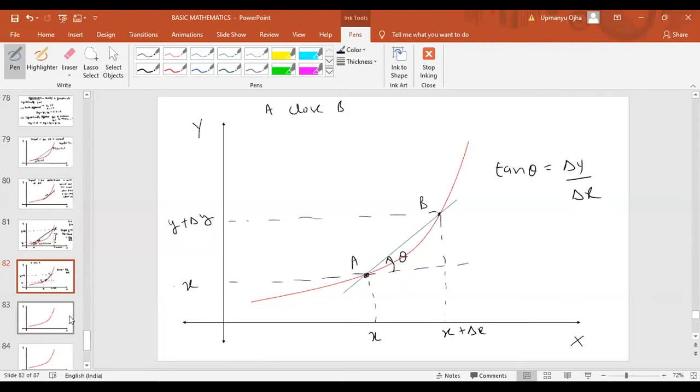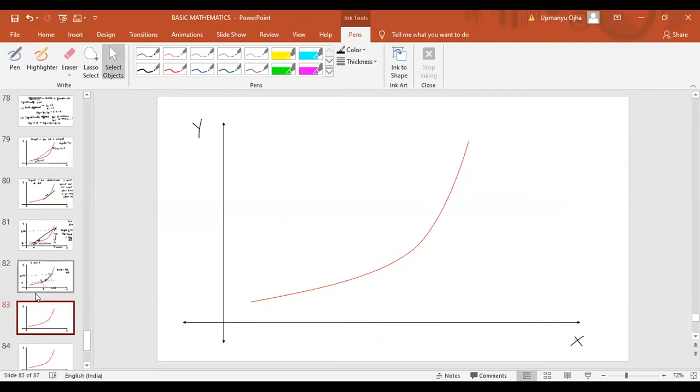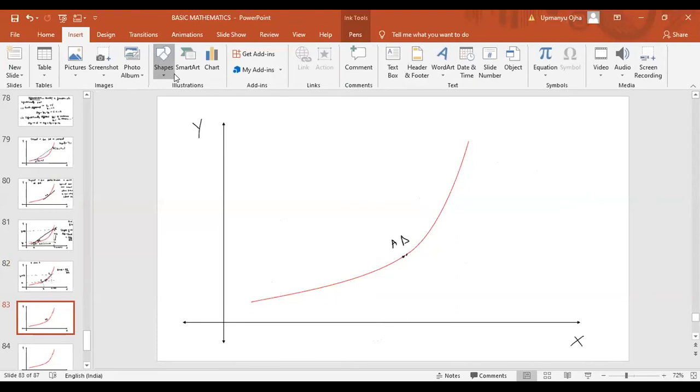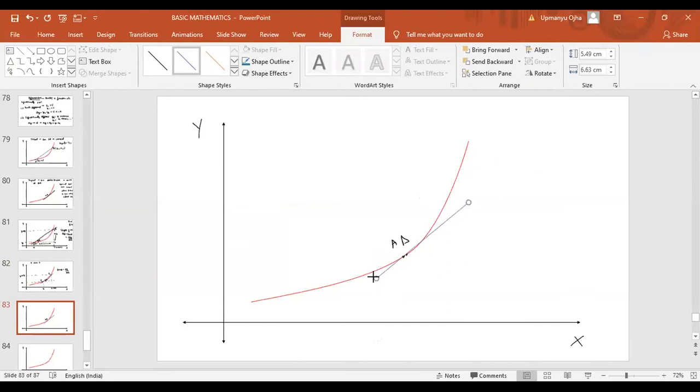Now, if I bring these 2 points very, very close to each other, so close that we cannot distinguish them, like point A and point B, we cannot clearly distinguish these 2 points. Now, if I try to draw the secant, then that secant will be the tangent to the curve. Fine.